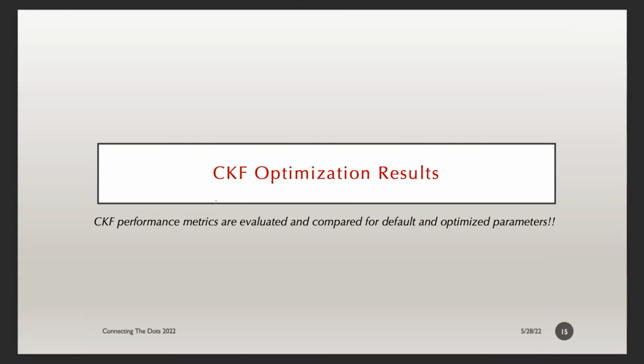So first we have the CKF optimization results. We got the tuned parameters from the different optimization algorithms, and we have the default parameters which were already there in ACTS, and we compared the performance metrics between the new parameters and the old parameters.